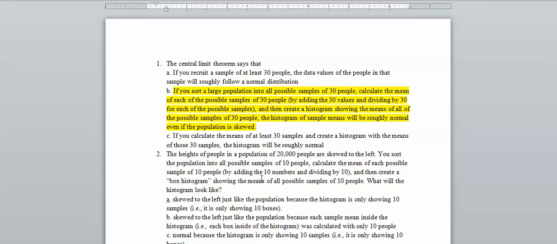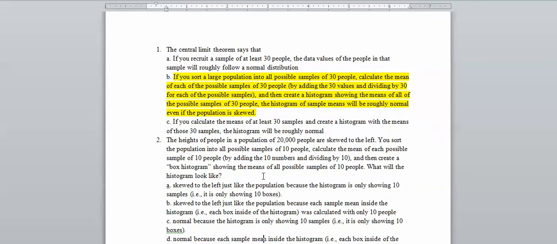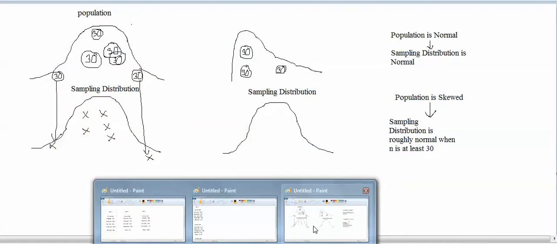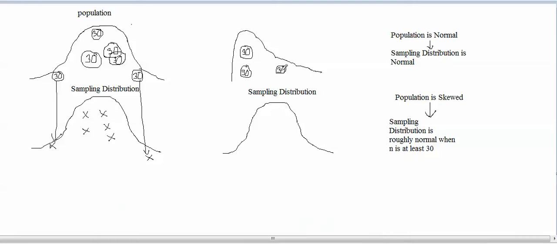Question number 2 says, if we did the same thing, if we calculated the means of all possible samples, but with a skewed population, it says skewed to the left, but it doesn't matter if it's skewed to the left or skewed to the right. It just matters that it's skewed and not normal. If we went around and did this with a sample size of 10 and calculated the means of all possible samples of 10 people from a skewed population, the sample size is under 30, which would mean the means of all of those samples would follow a skewed curve. It would look just like the population does.